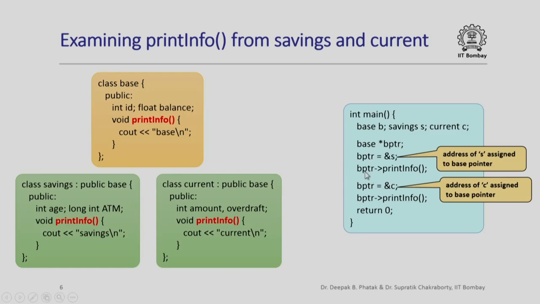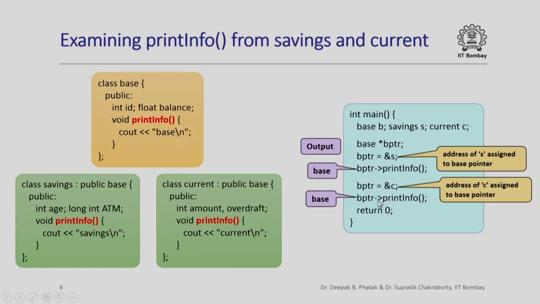And now when I invoke BPTR arrow printinfo, I am actually invoking the printinfo function of the base class, because BPTR is a pointer to the base class. So, therefore, base will be printed out over here.